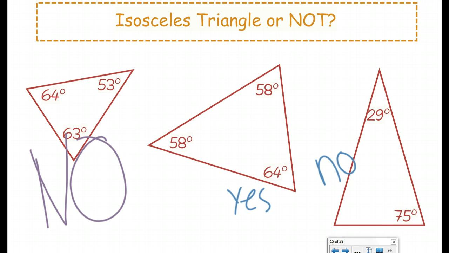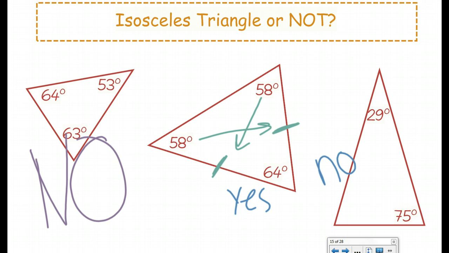Dimitri, how did you decide whether that was isosceles or not? Okay. So if it's isosceles, two of the sides have to be the same. That means two of the angles have to be the same. Are any two of these angles the same? No, and that's why it's no. Are any two of these angles the same? Yep. Where would the tick marks go? You draw an arrow away from the congruent angles.